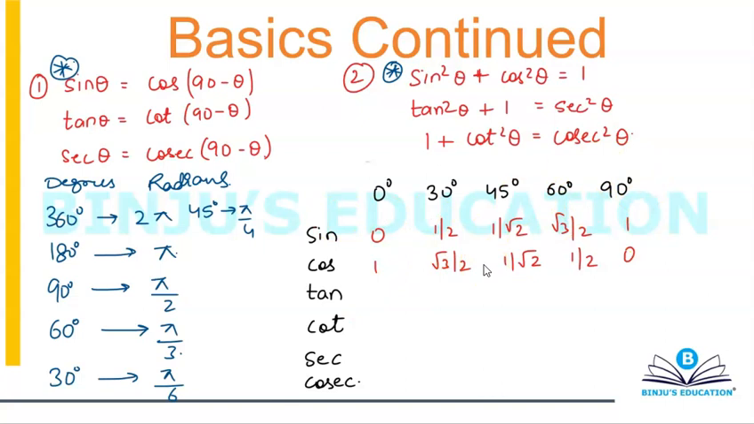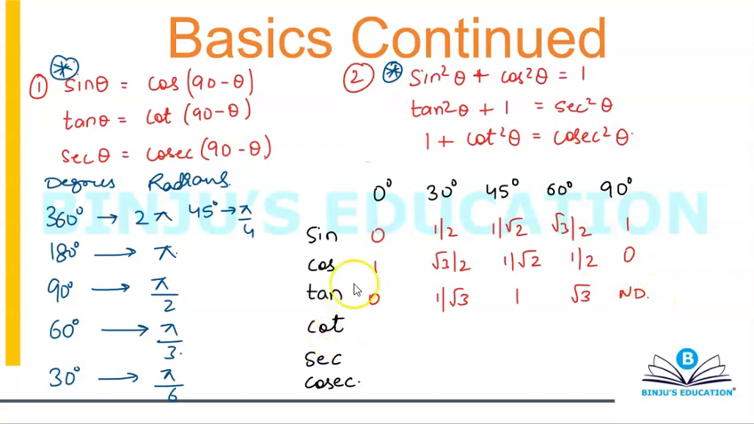That's the logic. Now what is tan? Tan is sine by cos. So let's quickly take their ratios. 0 by 1 is 0. Half by root 3 by 2 is 1 by root 3. 1 by root 2 by 1 by root 2 is 1. Then this is root 3 and 1 by 0 is not defined. So I'm going to write ND for it, not defined.